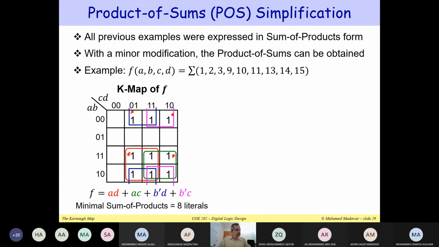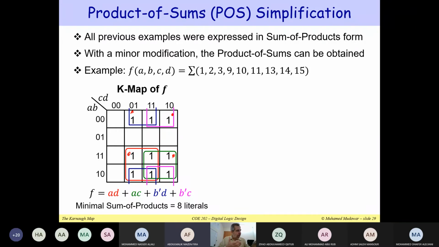Now, this is a sum of products expression. This is not product of sums. It is sum of products. How can we have it as a product of sums? By using the zeros instead of the ones. How?